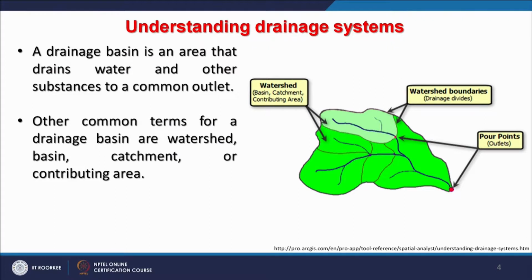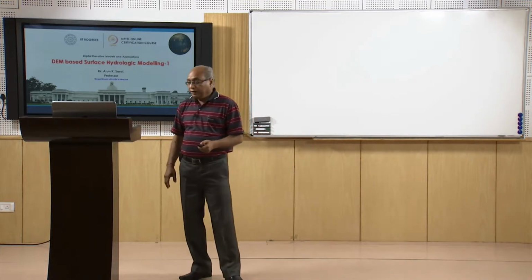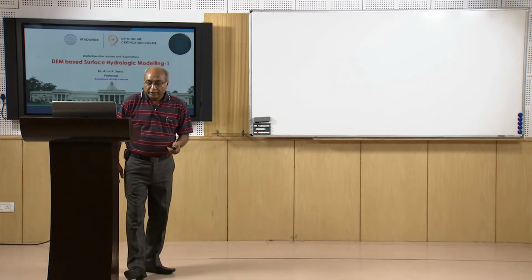There are other terms which are used for drainage basins, for example, watershed basin, a catchment, or a contributing area. And opposite to this is a distributing area, which in civil engineering or in hydrology is called command area for a canal network or some other thing. So, that is just opposite to our drainage basin or watershed boundary or watershed basin. And this area is normally defined as the total area flowing to a given outlet or pour point.